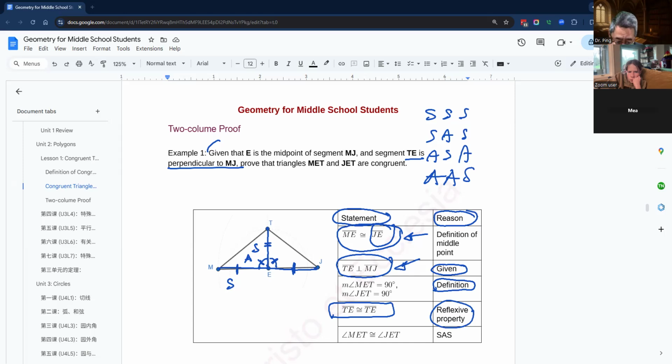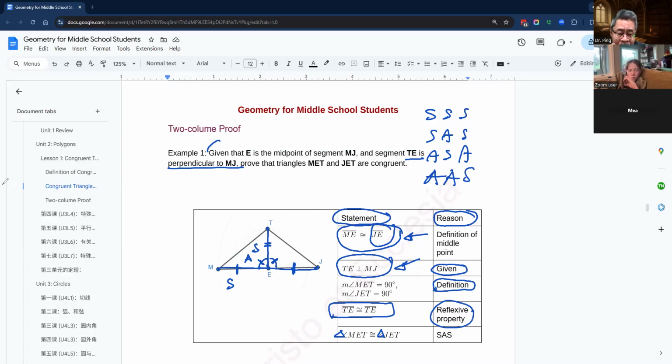So therefore, the triangle should be, this should actually be triangle, not angle. Triangle MET is congruent to triangle JET. So that's kind of how we do the proving in geometry, okay? And that's something we are going to do quite often in this unit.